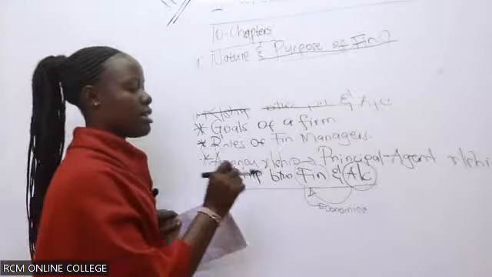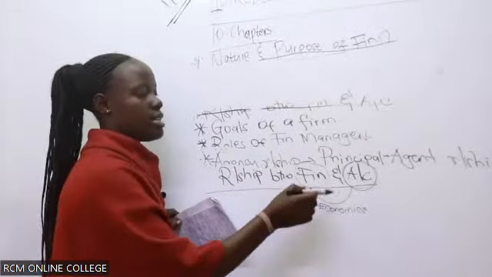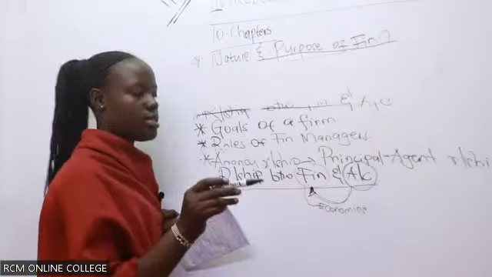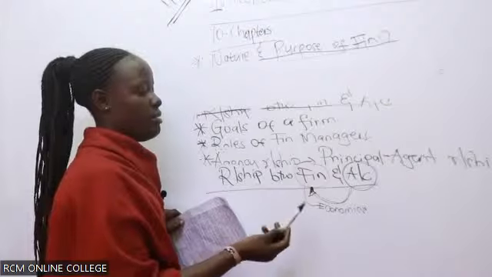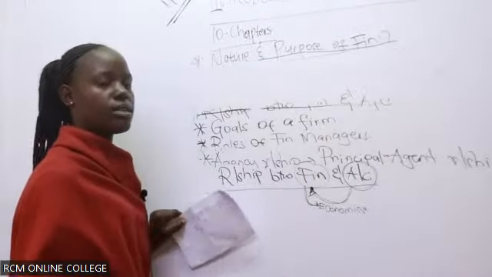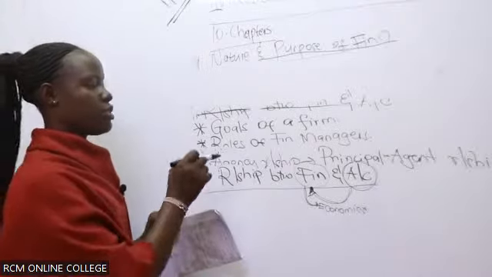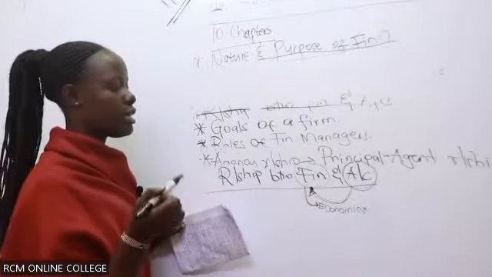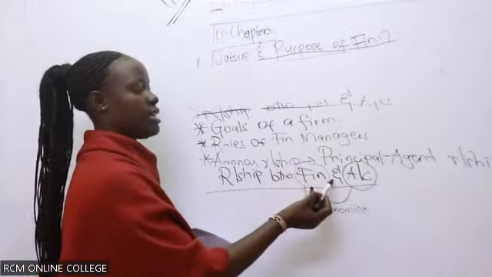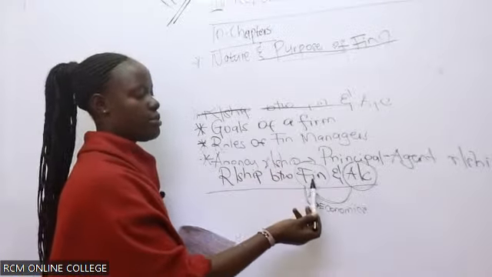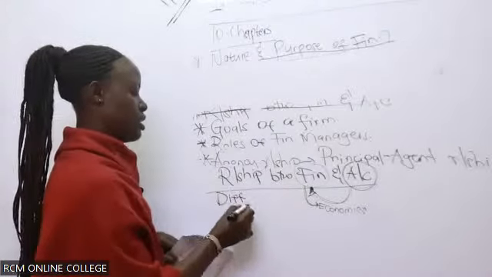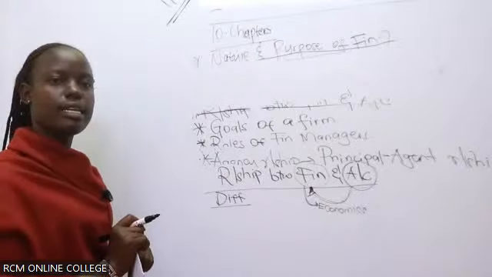So the relationship that exists between finance and accounting is that accounting is a branch, or an aspect, of finance, while finance, on the other hand, is an aspect of economics. So on the relationship between finance and accounting, a question can ask you to give the differences between finance and accounting. Now let's look at the differences between finance and accounting.